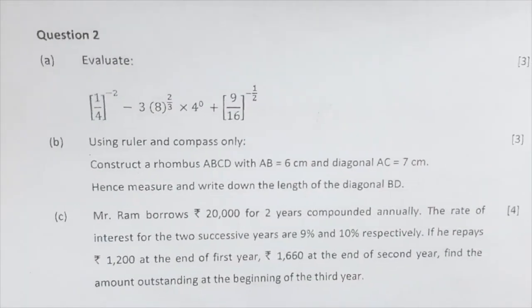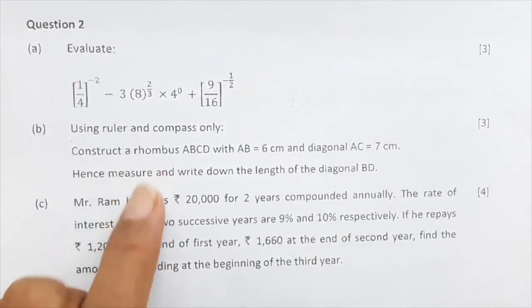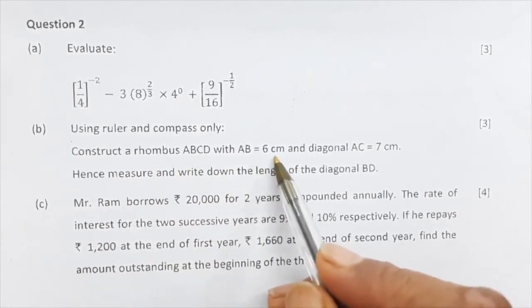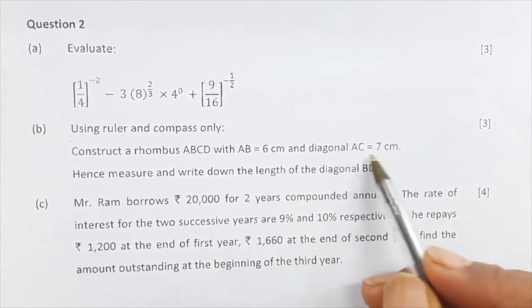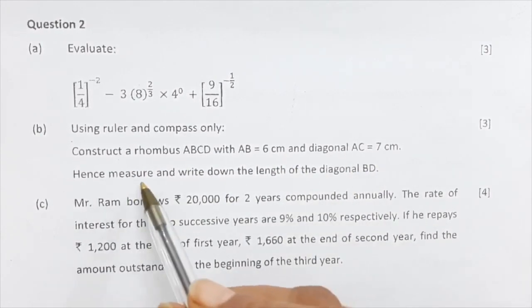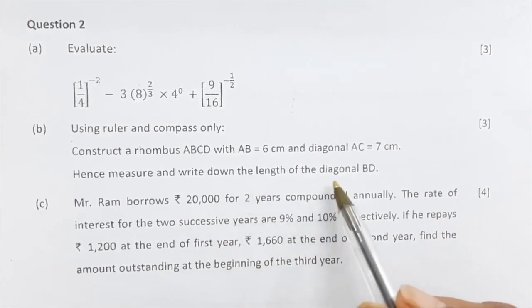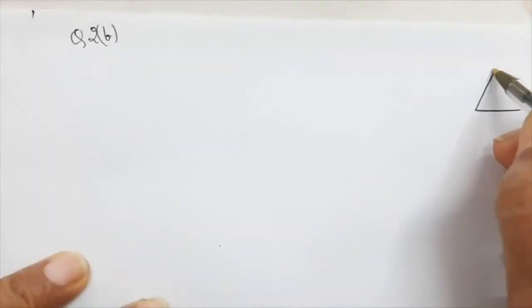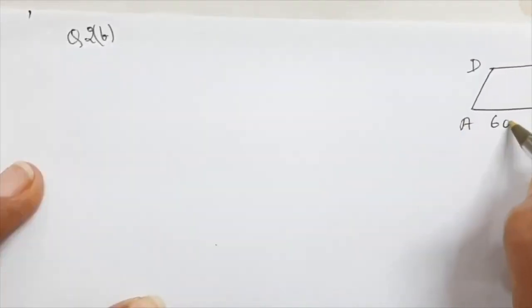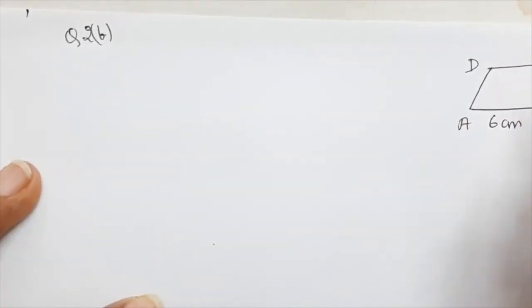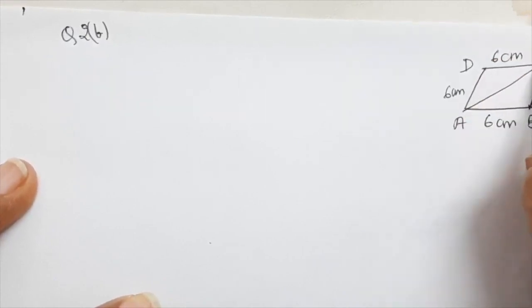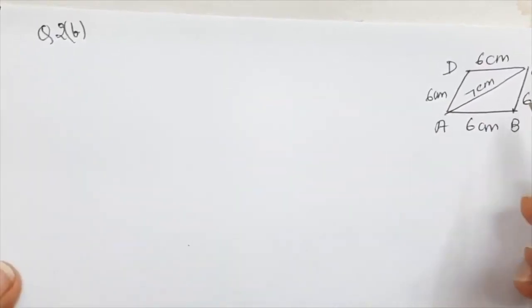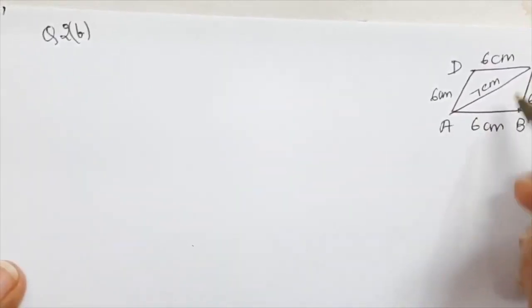So here we have question 2b. Using ruler and compass only, construct rhombus ABCD with AB equal to 6 centimeters, diagonal AC 7 centimeters, and hence measure and write down the length of the diagonal BD. So first we will draw the rough diagram. I'm just going to show a rhombus. Each side is 6 centimeters. It was given to us, and diagonal AC is 7 centimeters.